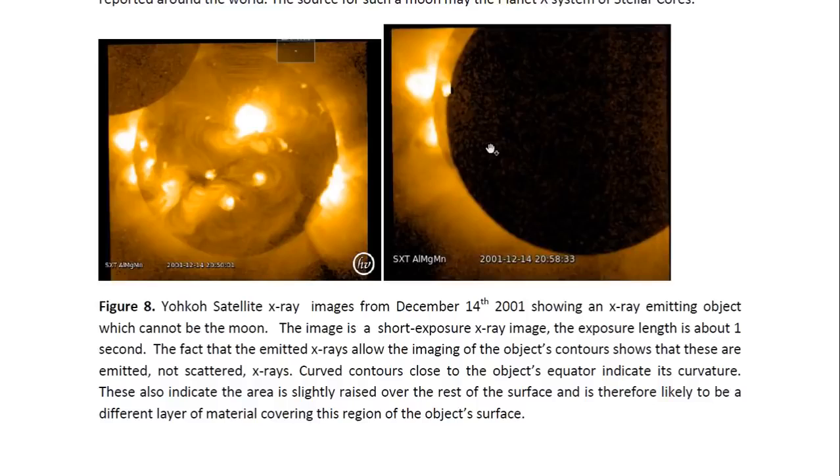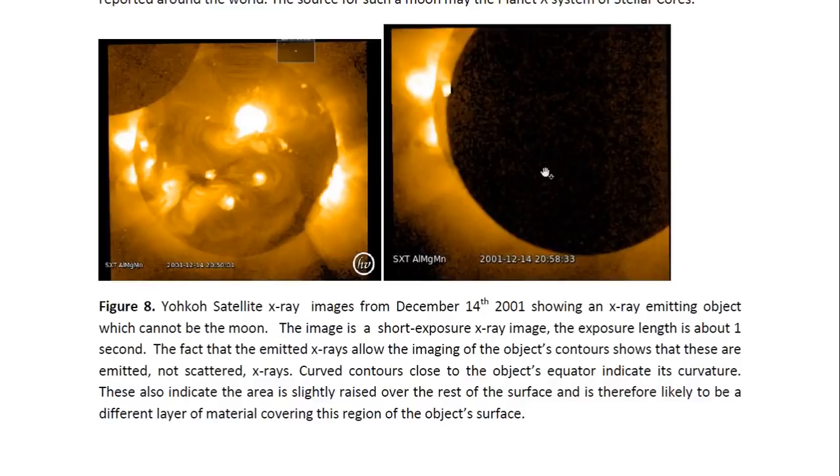You can see this curved line here that seems to be raised above this level. So there seems to be some kind of layer above this other layer on the object, and there seems to be quite a lot of X-rays being emitted from that layer.